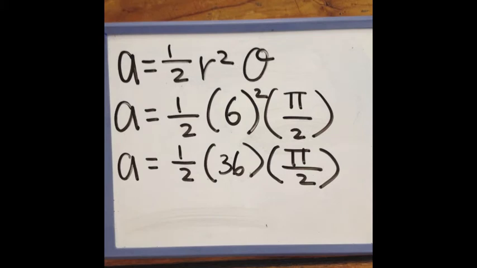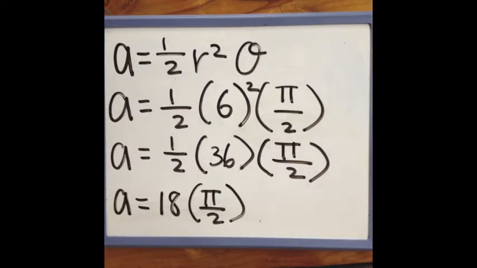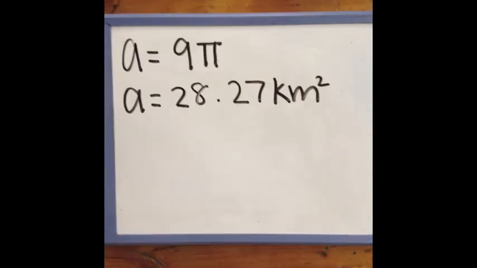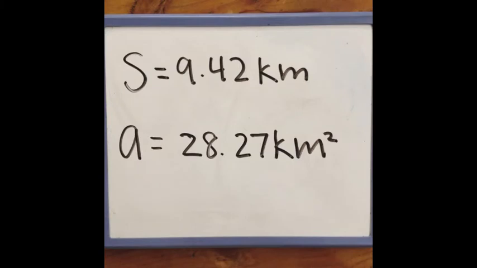6 squared will give you 36. And 36 times 1/2 will give you 18. 18 times pi over 2 will give you 9 pi. And 9 pi is 28.27 kilometers squared. So the sector is 9.42 kilometers and the area is 28.27 kilometers squared.